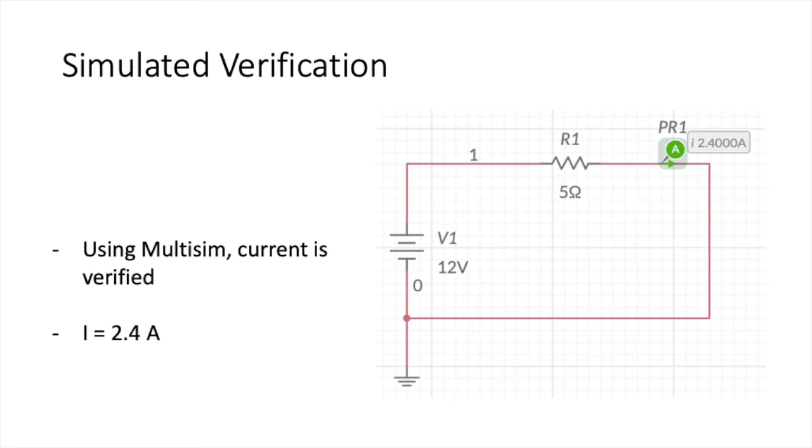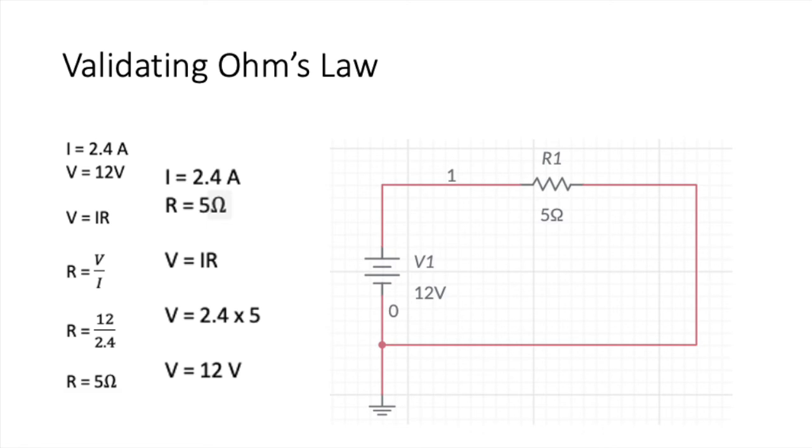Using Multisim, we can check whether the value for current was correct, and as seen by the simulated circuit, we can verify Ohm's law. We can also rearrange Ohm's law and substitute in our new value for current to verify that it was correct by performing two more calculations. We obtain our original values for potential difference and resistance, which verifies Ohm's law further.